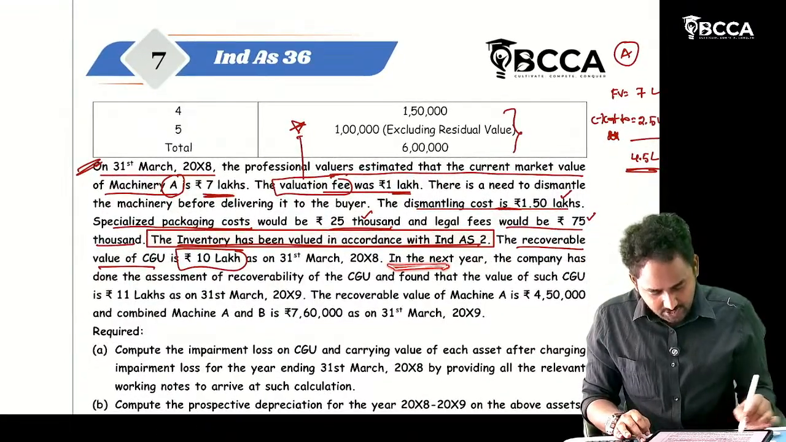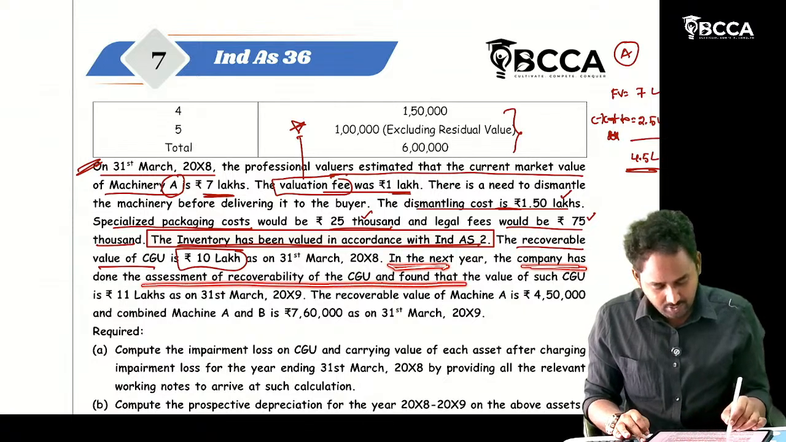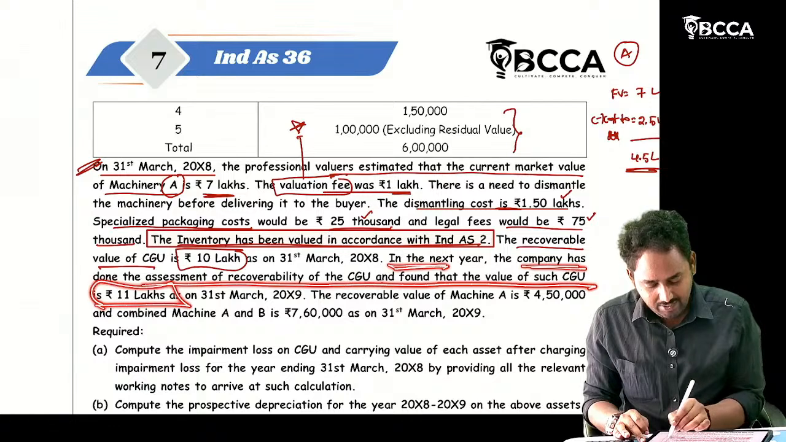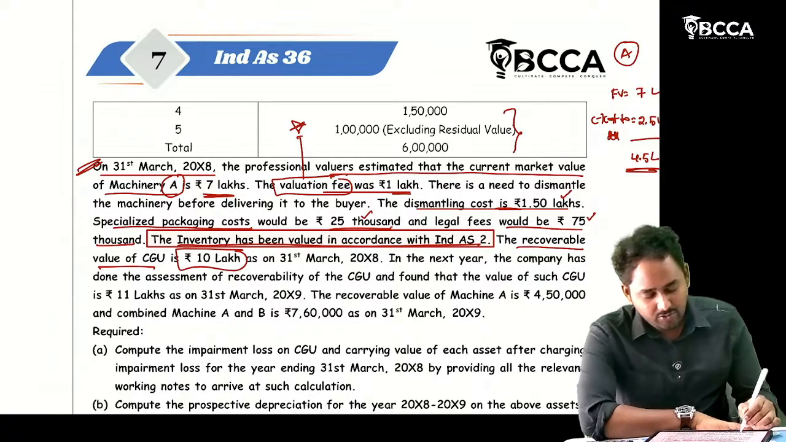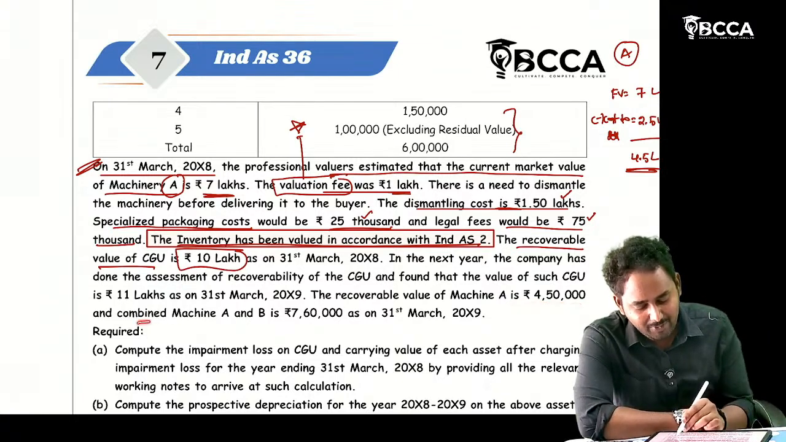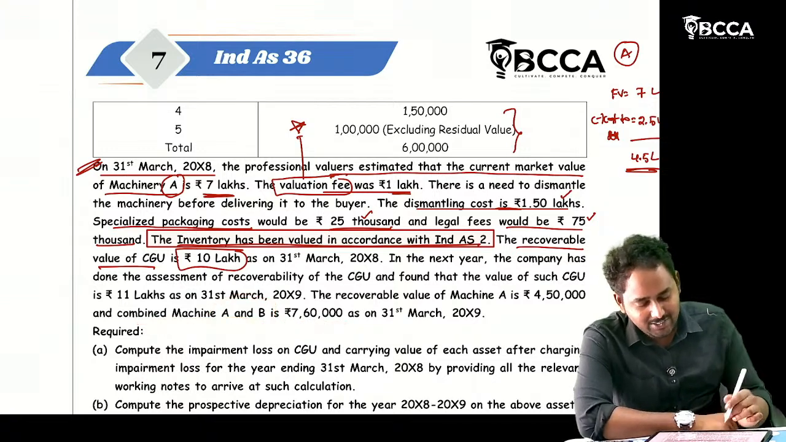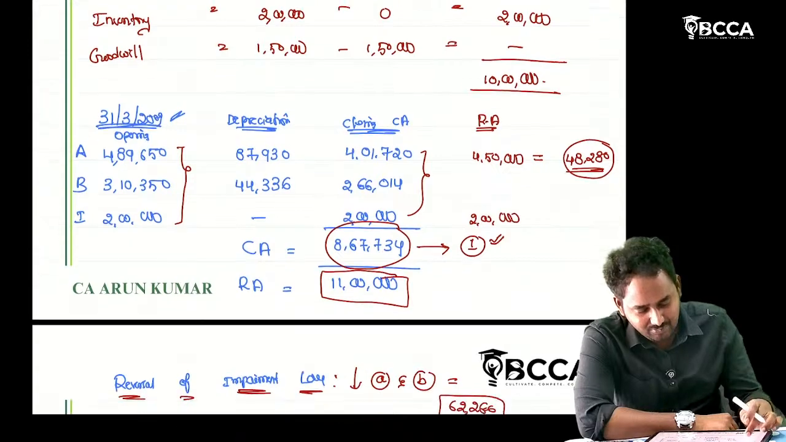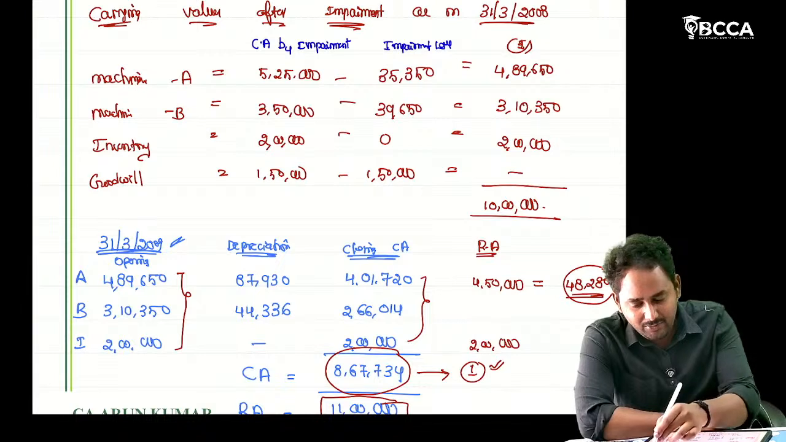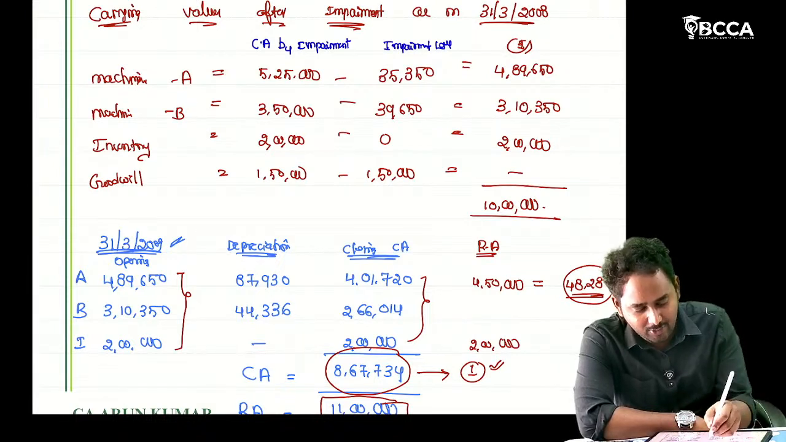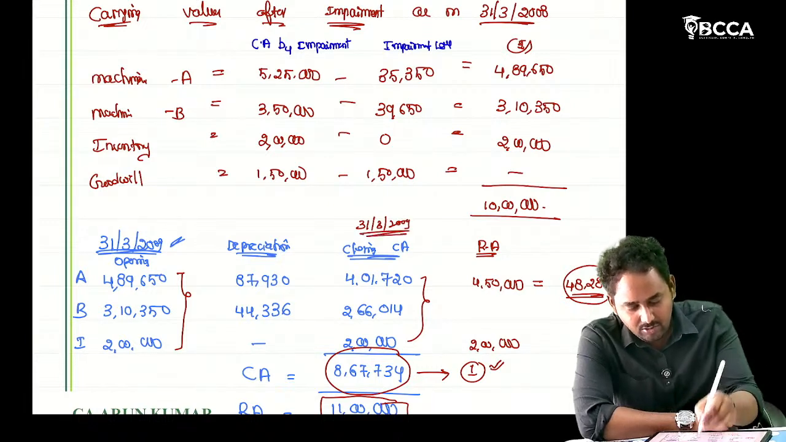So in the next year, the company has done the assessment of recoverability of the CGU and found that the value of such CGU is 11 lakhs as on 31st March 2009. And the recoverable amount of machinery A is 4 lakh 50 and the combined machinery of A and B is 7 lakh 60. These are the recoverable amounts as on 31st March 2009. So let's find out the closing carrying amounts as on 31st March 2009. Then it should be compared with the recoverable amounts. So depreciation.